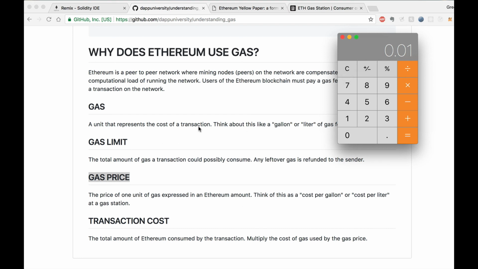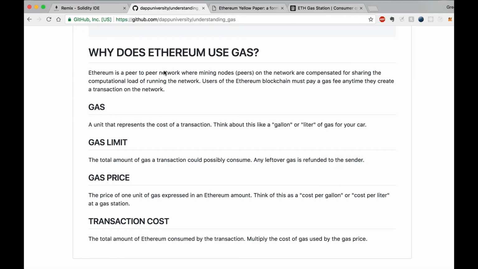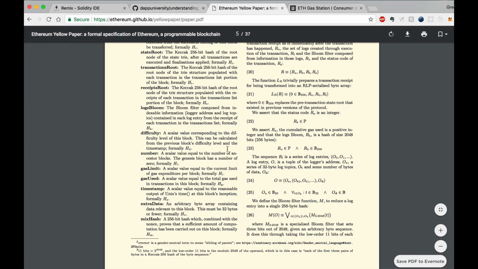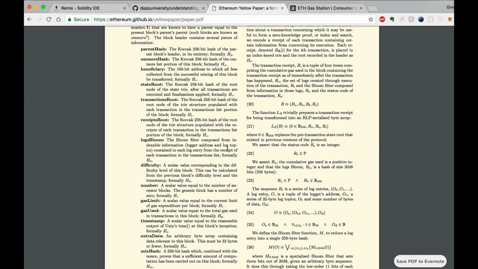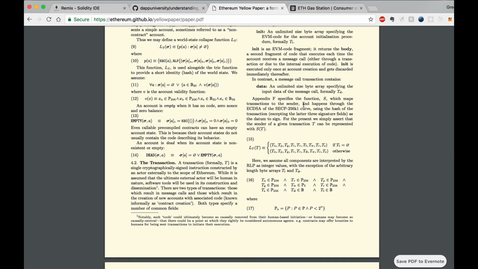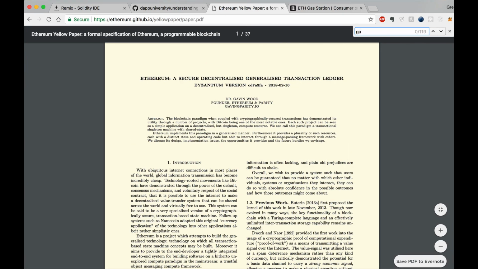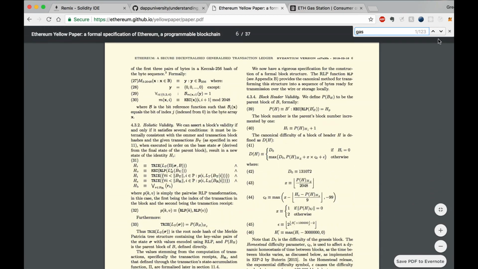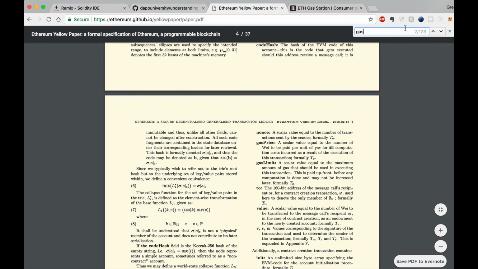Now, it'll get more complicated than that, but I wanted to just introduce you to that concept right here. Now, don't just take it from me about these concepts. I'll actually show you in the Ethereum yellow paper that these concepts are clearly defined, and you can read about them yourself. Now, some of this can get kind of heady, so do not fear if there are some scary looking things in here. Let's look at gas price.